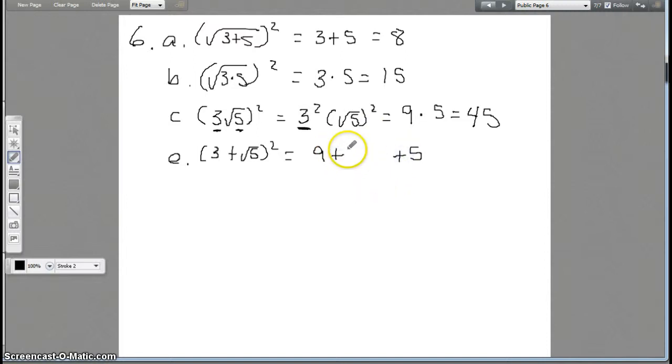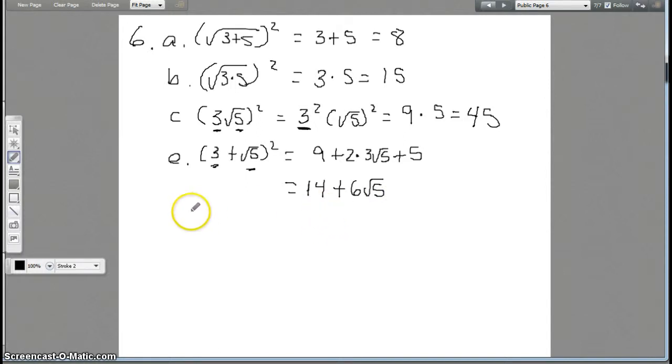Your middle term is the double of the product of the first term and the last term. So it's 2 times 3 square root 5. So we can add our number to our number. 9 plus 5 is 14. And then 2 times 3 is 6. And then times a square root 5. So we get 14 plus 6 root 5.